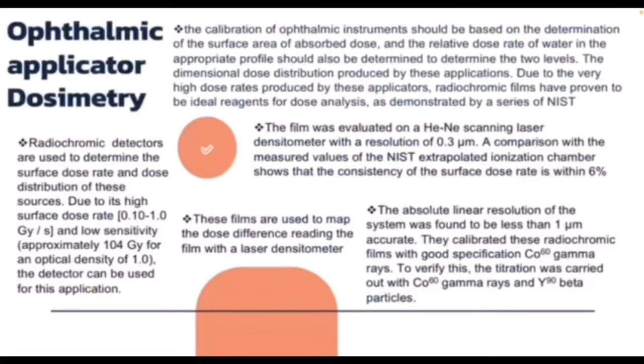They calibrated the radiochromic film with a good specification of cobalt-60 gamma rays. To verify this, the calibration was carried out with cobalt-60 gamma rays and strontium-90 beta particles.